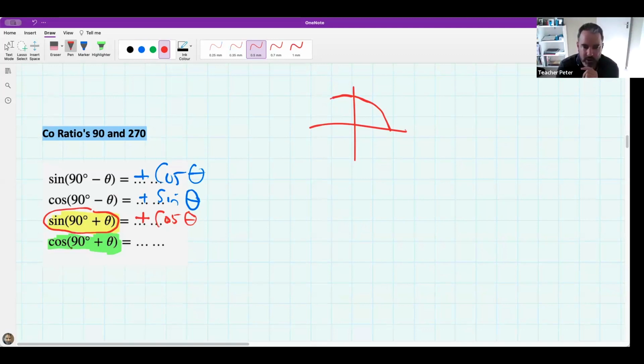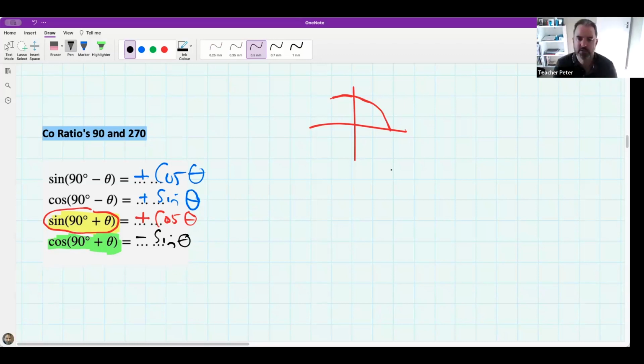Now, what about the last one? Well, in quadrant 2, cos is in fact negative, so that needs to be negative. The co-ratio of cos is sine. The difficult part about this one is just remembering that when you use a vertical axis of 90 or 270, you have to change from the one to the other. And so that would be what I would get.